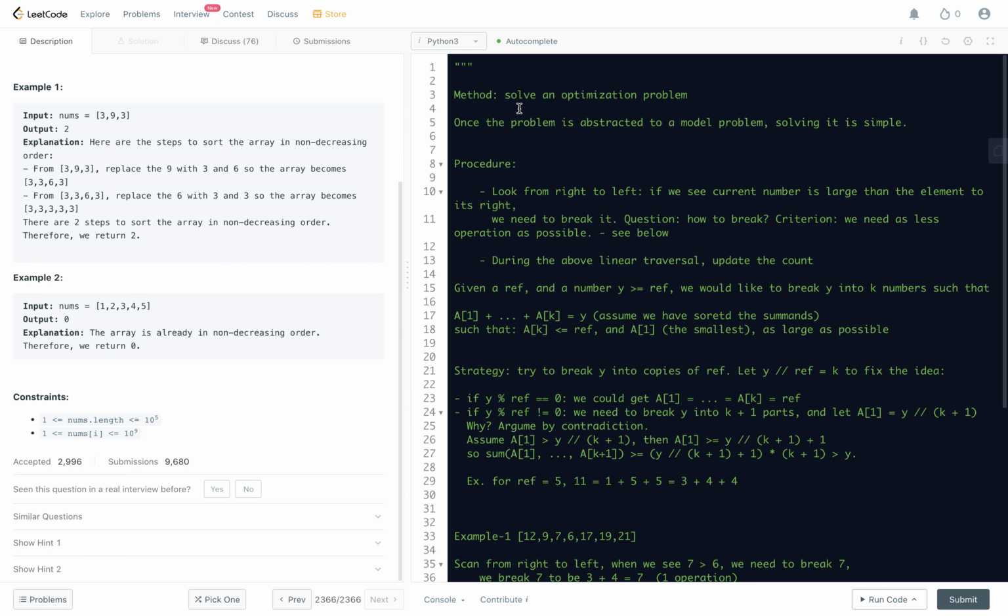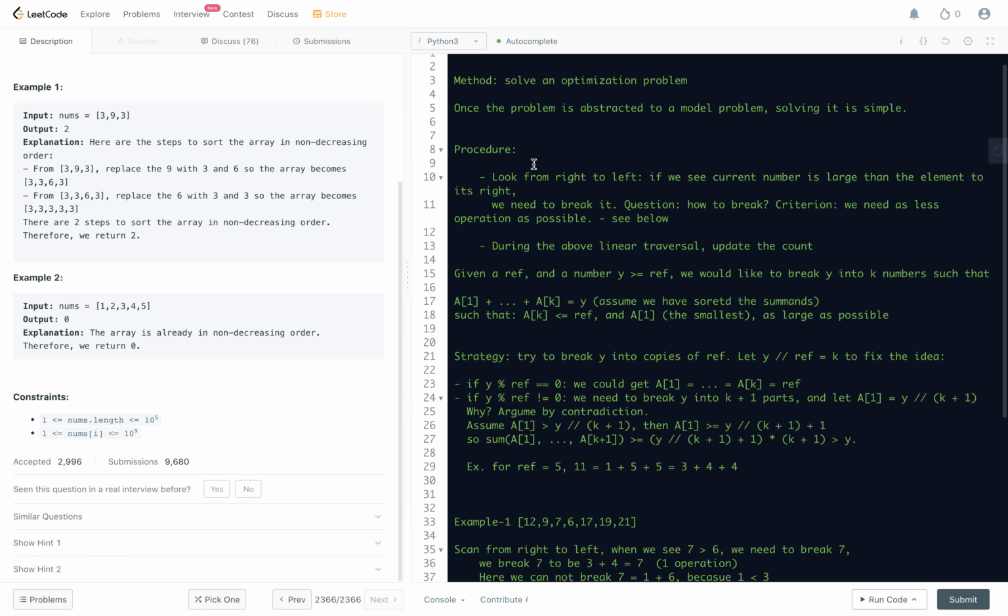Here we are going to solve this problem by transforming it to an optimization problem. Once the problem is abstracted to a model problem, solving it is very simple. The procedure is as follows. First, we are required to make the array in sorted order in non-decreasing fashion. So we are going to look from right to left.